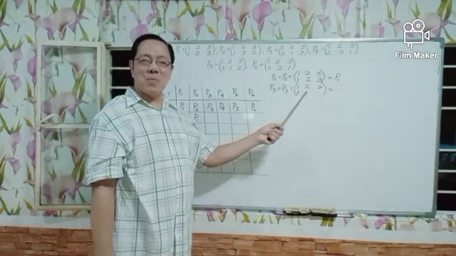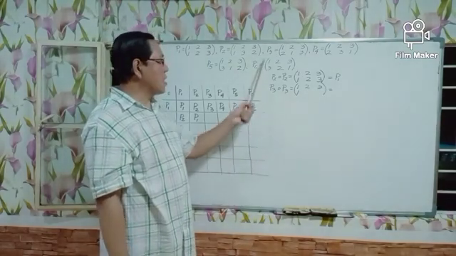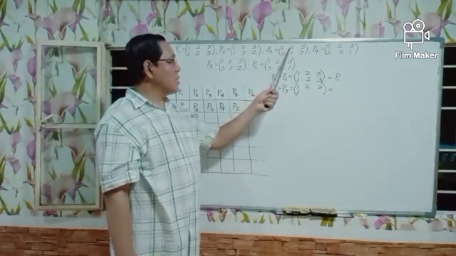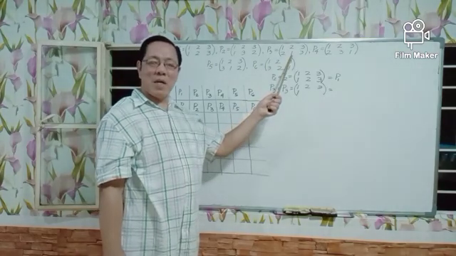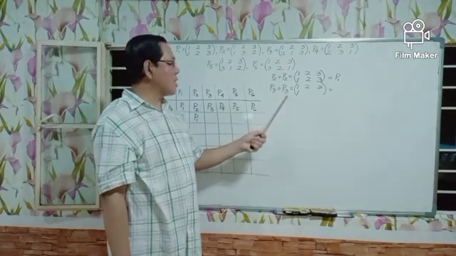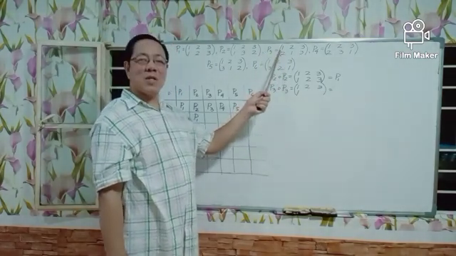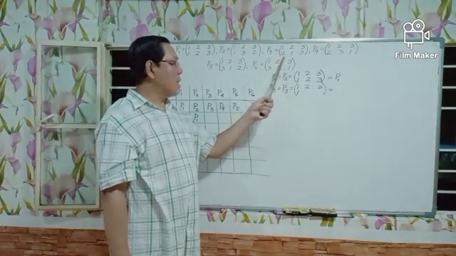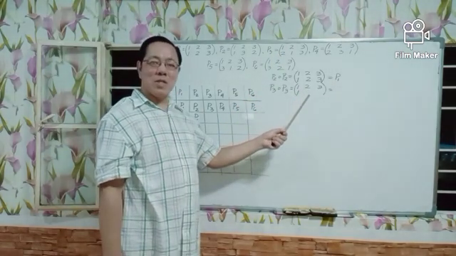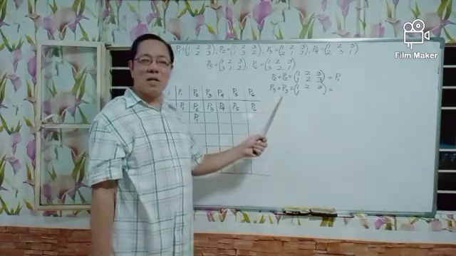We find the image of 2 under the function P3. Under P3, 2 is assigned to 1. And again, we find the image of 1 under P3. Under P3, the image of 1 is 2. Thus, 2 is assigned to itself under P3 circle P3.